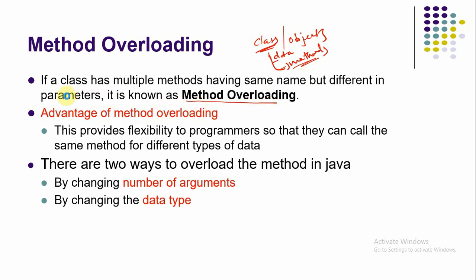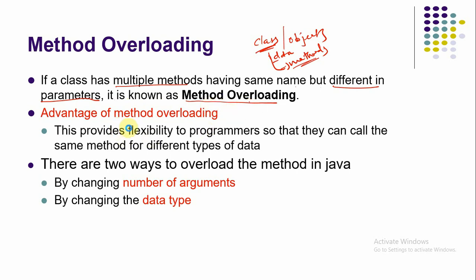So what is method overloading? If a class has multiple methods having the same name, we should differentiate them. We cannot create an exact method as it is. We should make a difference. How we can make a difference is by having different parameters. When you are using methods, we can use parameters, right? So in terms of parameters, we have to make a difference. It is known as method overloading.